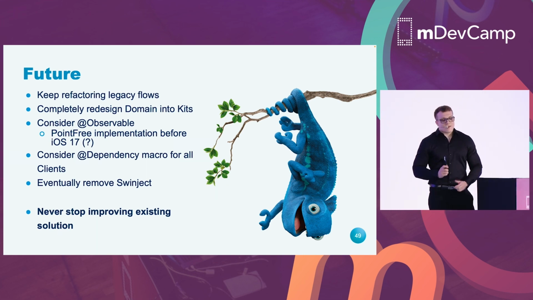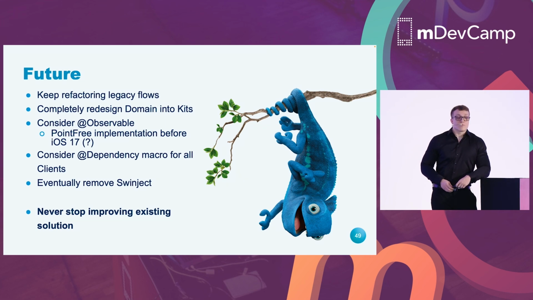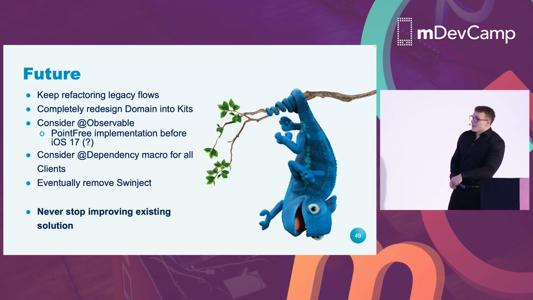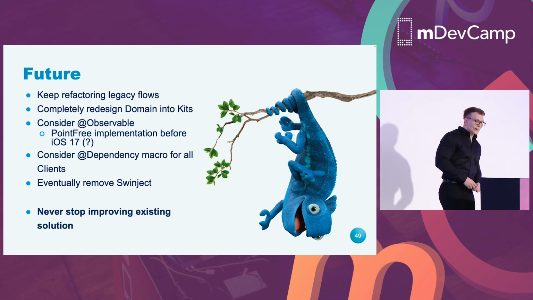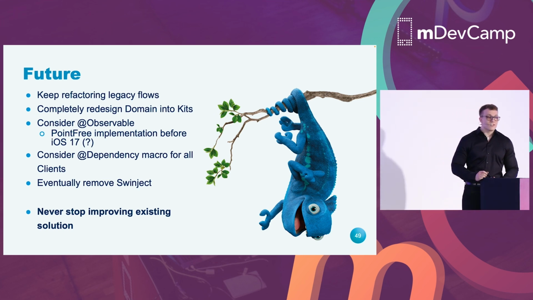But maybe we are considering using something from Point-Free, who created their own Observable macro. And then consider using the Point-Free Dependencies library for our clients, and eventually remove Swinject, because Point-Free Dependencies will be enough.